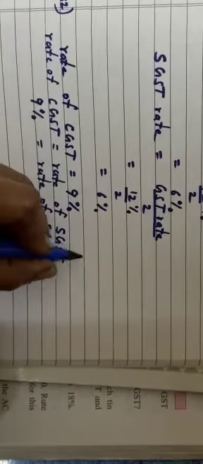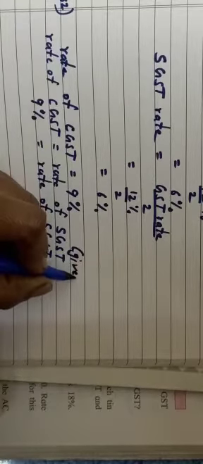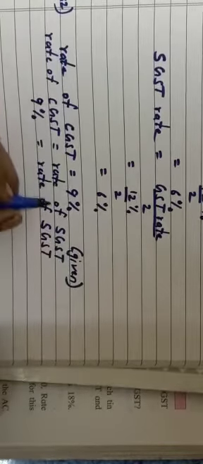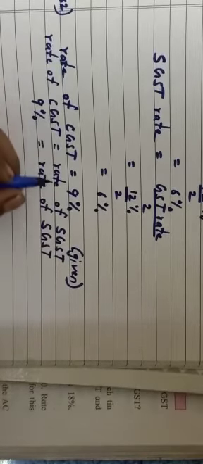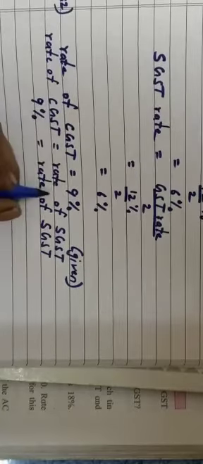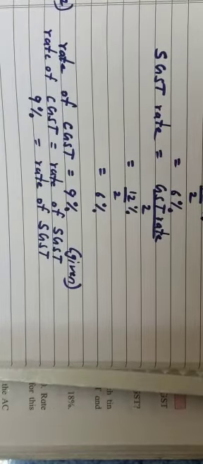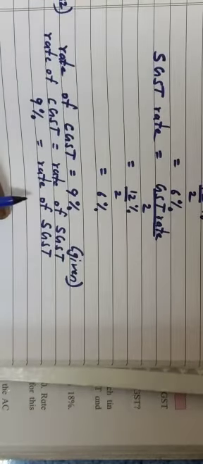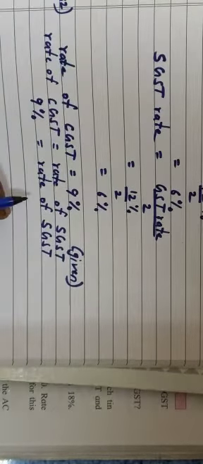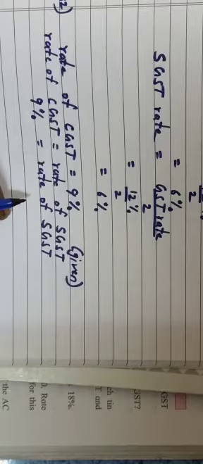Like this you can solve. CGST is given to us, and this is the knowledge which we have, that CGST rate and SGST rate both are equal. CGST rate is 9%, so SGST rate is also 9%. They have asked you to find SGST. Now we have got the SGST rate. Now we have to find the GST rate. So what will the GST rate be?